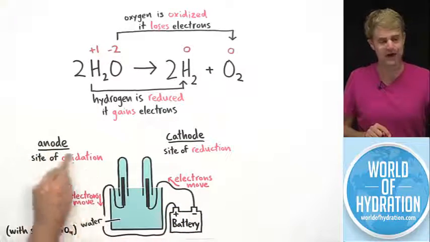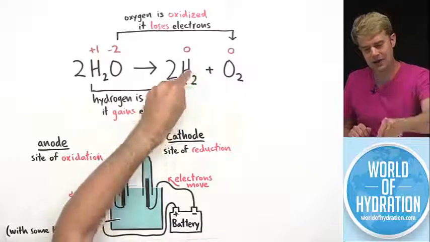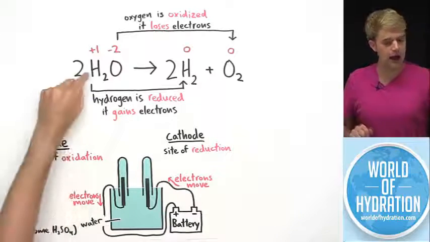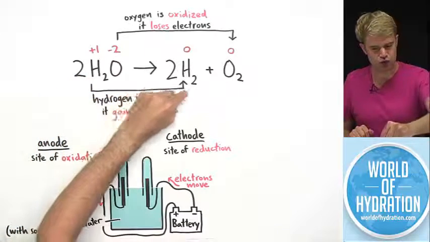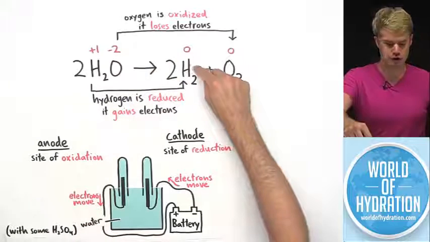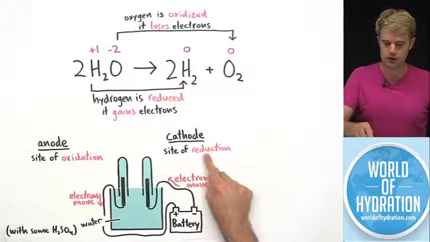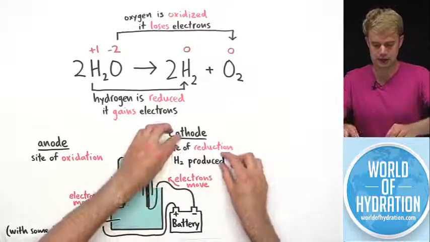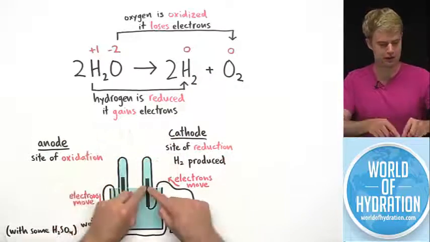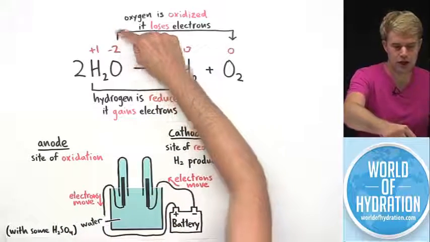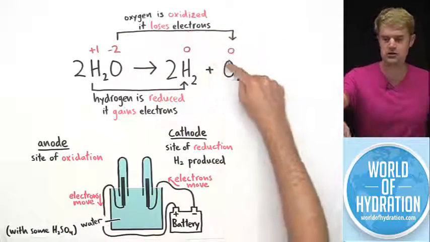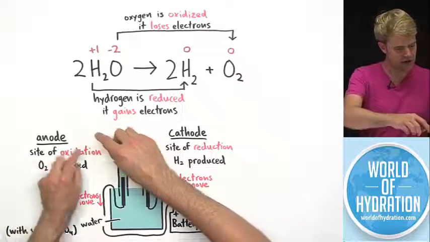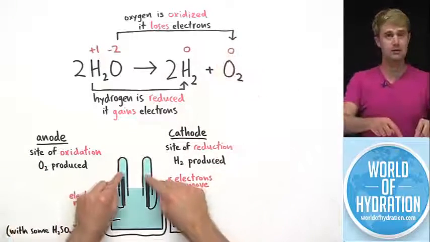And this is what we call the anode. So we've got hydrogen gas and oxygen gas. What gets made where? Well, hydrogen in water gets reduced to form hydrogen gas. So the cathode, the site of reduction, is going to be where hydrogen gas, H2, gets produced. And then oxygen in water gets oxidized to form oxygen gas. So over here at the anode, the site of oxidation, oxygen is going to be produced.